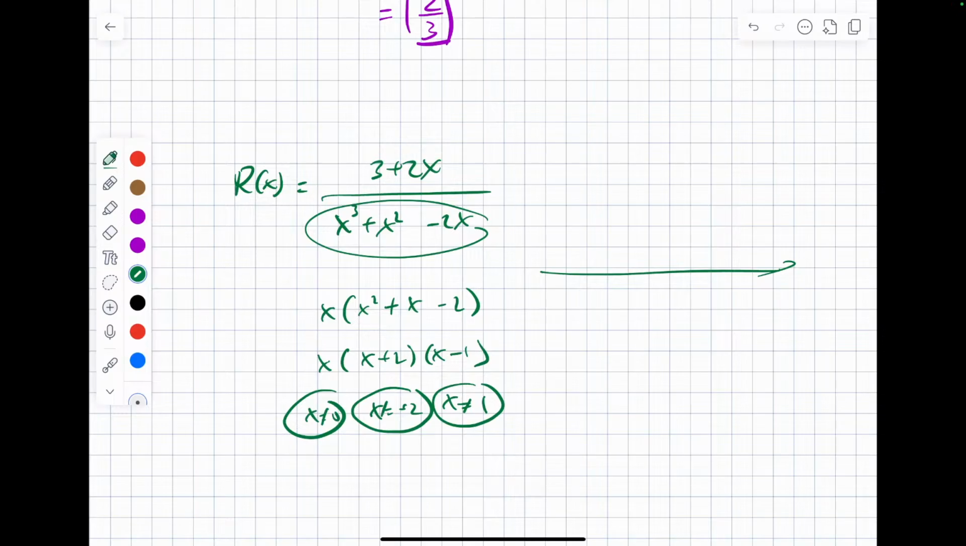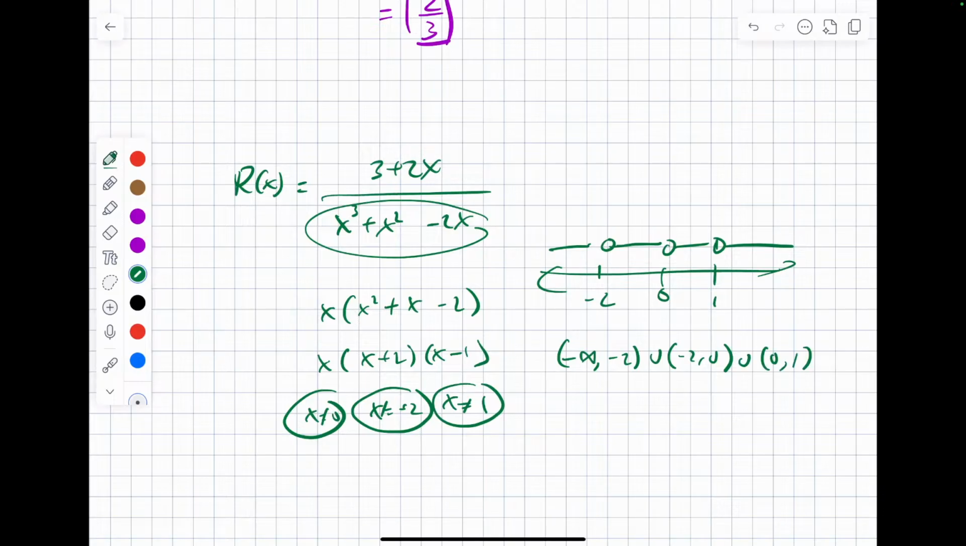So technically you can draw it out: 0, -2, and 1. Those are all open circles. So basically it's all the values except those values. If you want to write interval notation, it's -infinity to -2, union from -2 to 0, union from 0 to 1, and the union from 1 to infinity. And that's the proper way to write down the domain.